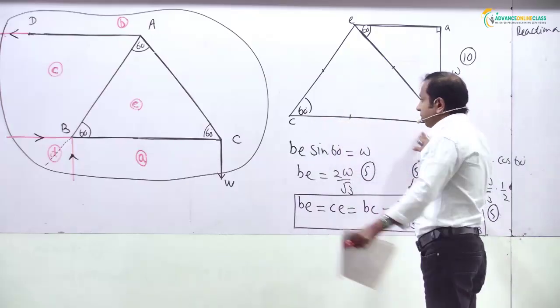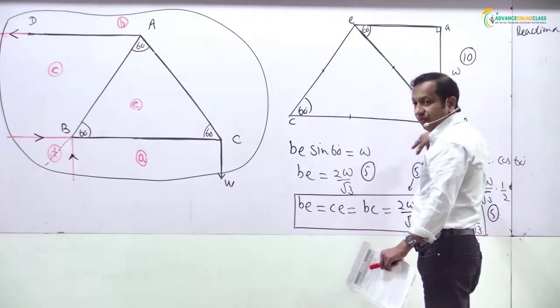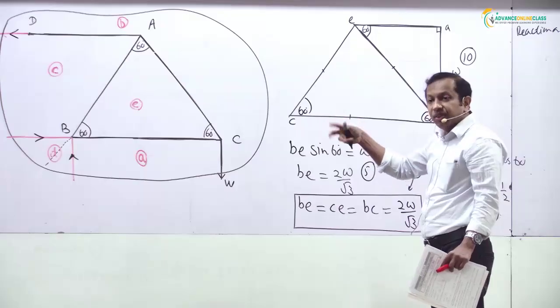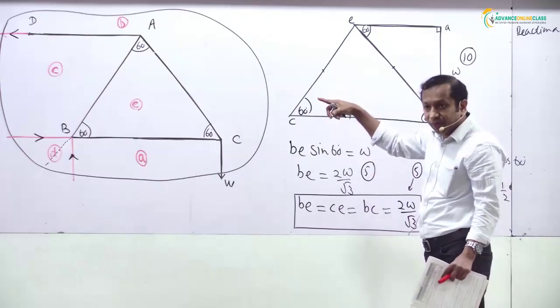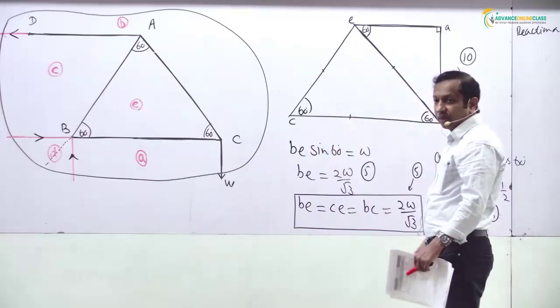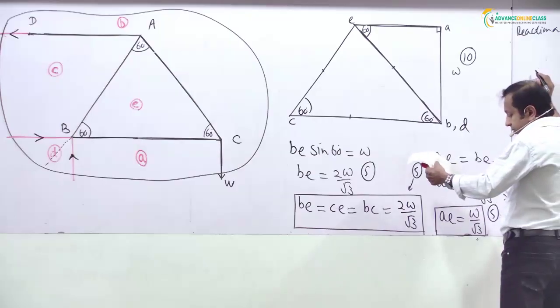CD means this length. Horizontal component, CD this way. Vertical component, AD this way. Then how do we take it? If you know the horizontal component and the vertical component, take the sum of the squares and the root, no? It gives again what? CA, no? Okay, right. Okay, and reaction at B.